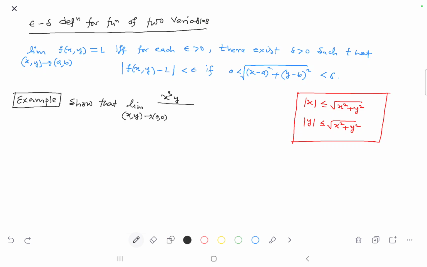x cube y. So let me give you an easy example first. The limit of xy divided by the square root of x square plus y square equals 0. Solution: let f(x,y) equal xy divided by the square root of x square plus y square.